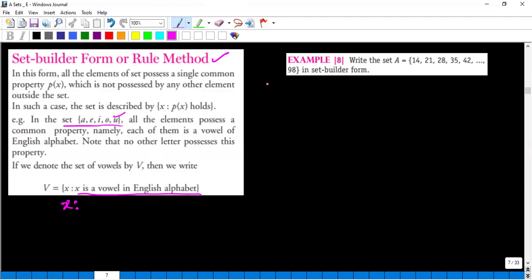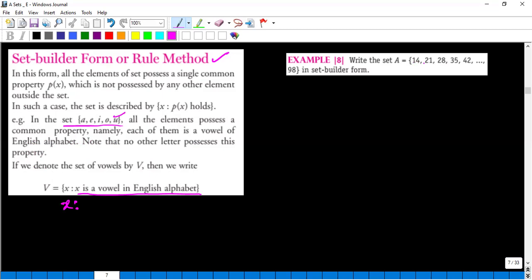See one example. Write set A equals 14, 21, 28, 35, 42 and so on up to 98 in set builder form. You should always remember while framing the formula, it is not unique. Different people will frame it in different ways. But the result we get is the same. Observe this.